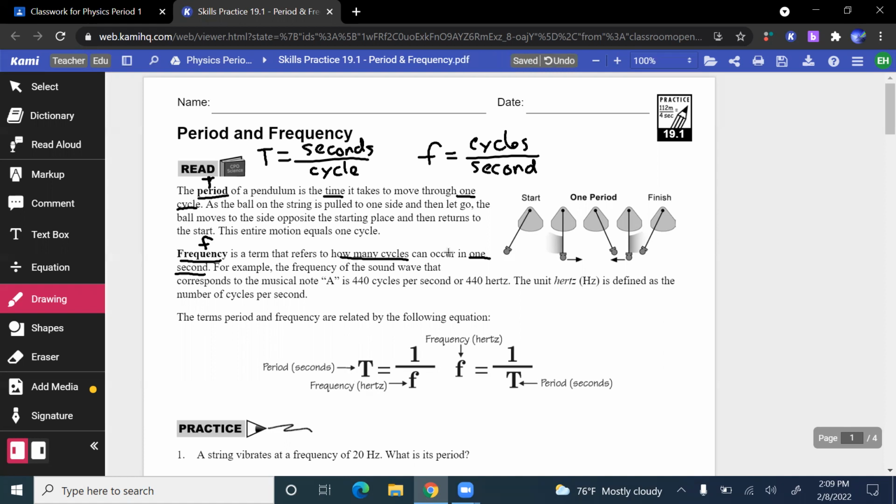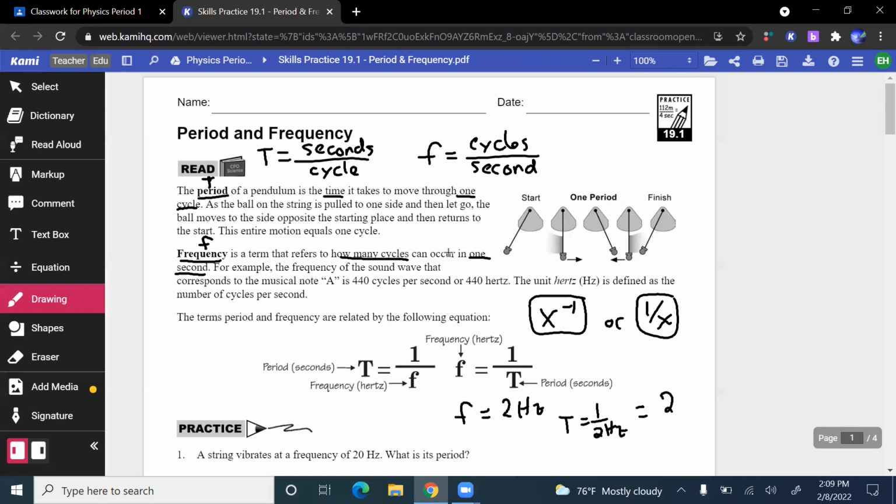Remember, in your calculator, you're going to want to use either the button that says x to the -1 or 1 over x. So for instance, if you had a frequency of 2 hertz and you were trying to find the period, you would go period equals 1 over 2 hertz. But instead of going 1 divided by 2, you could just simply go 2 and then hit your inverse button. And that is the same thing. So keep that in mind as you go through this exercise. Try to practice using the inverse key in your calculator.